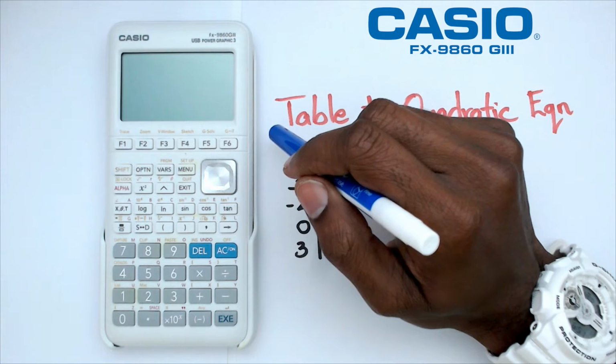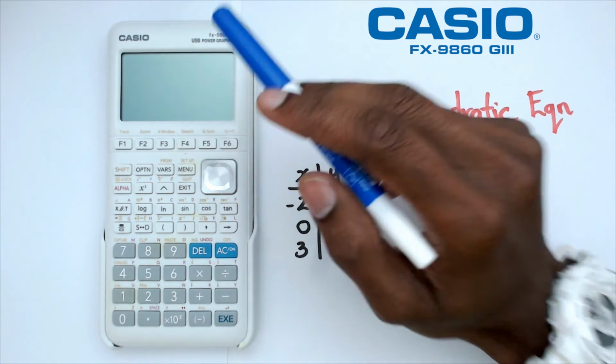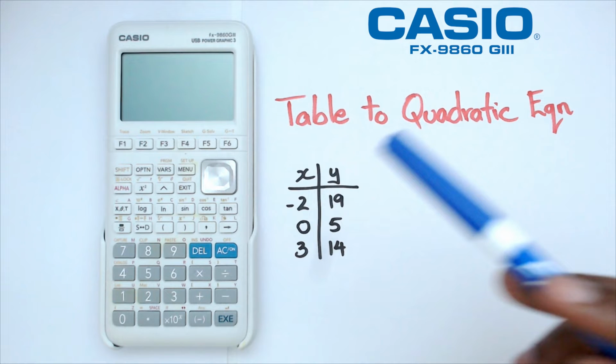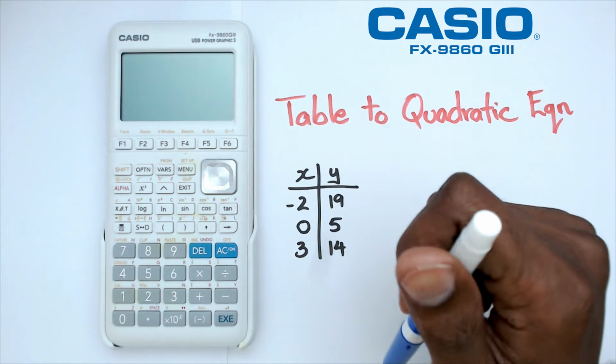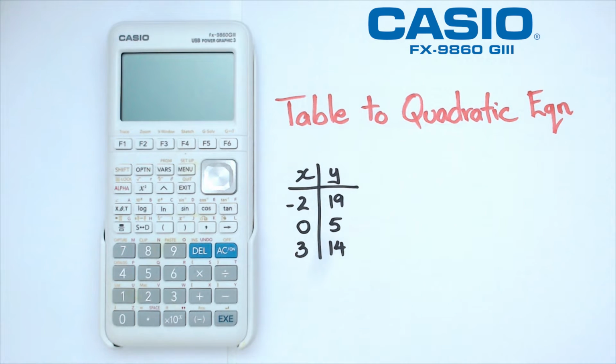Hey folks, welcome to another How to Casio video. In this video we're going to be looking at how to go from a table to a quadratic equation using this particular calculator. So without further ado, let's get started.